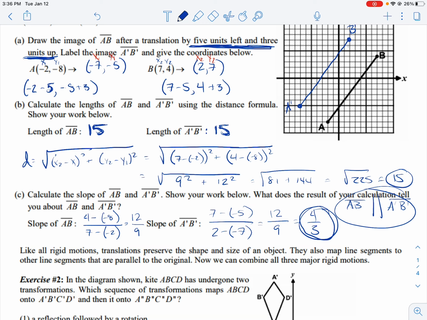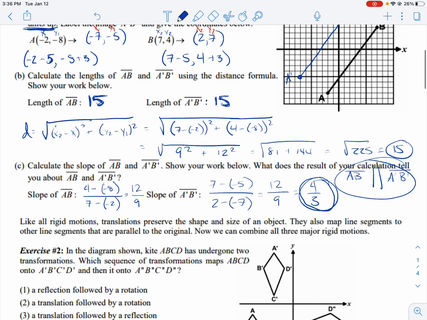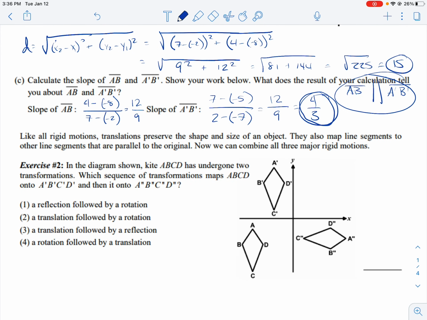Even if I moved it over, let's say I moved it over to the left 100 units and down 100 units, these two lines would still be parallel, okay? So just keep that in mind when you're translating line segments, all right? It preserves not only size and shape, but it also preserves the fact that those line segments will be parallel, okay? So anyway, like all rigid motions, translations preserve size and shape of an object. They also map line segments to other line segments that are parallel to the origin.